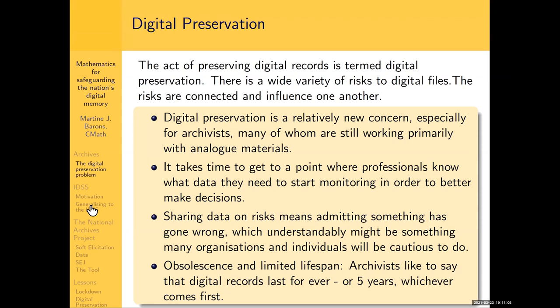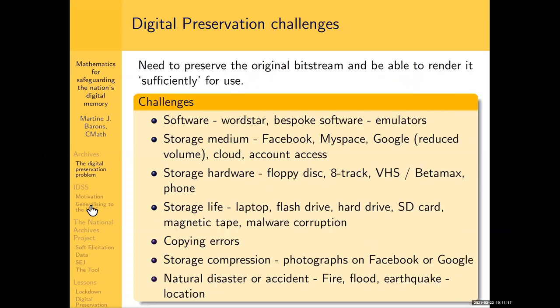So the risks are very often to do with obsolescence and limited lifespan. This is a nice quote: archivists like to say that digital records last forever or 5 years, whichever comes first. So we need to be able to preserve the original bit stream and be able to render it sufficiently for the use for which it is required.